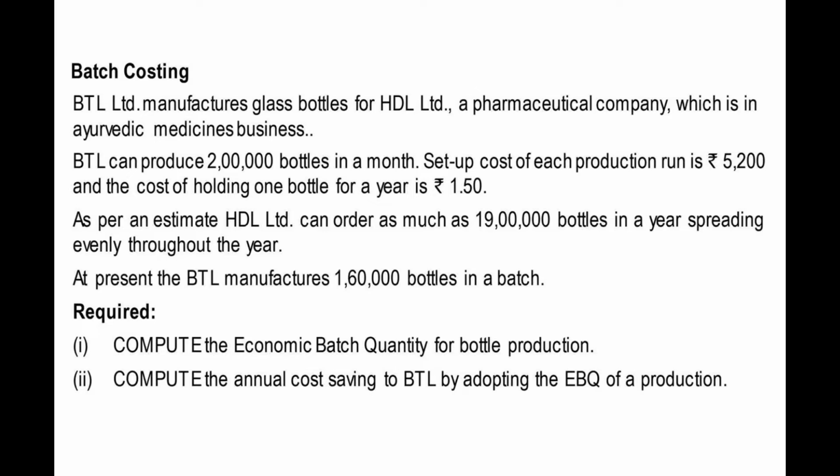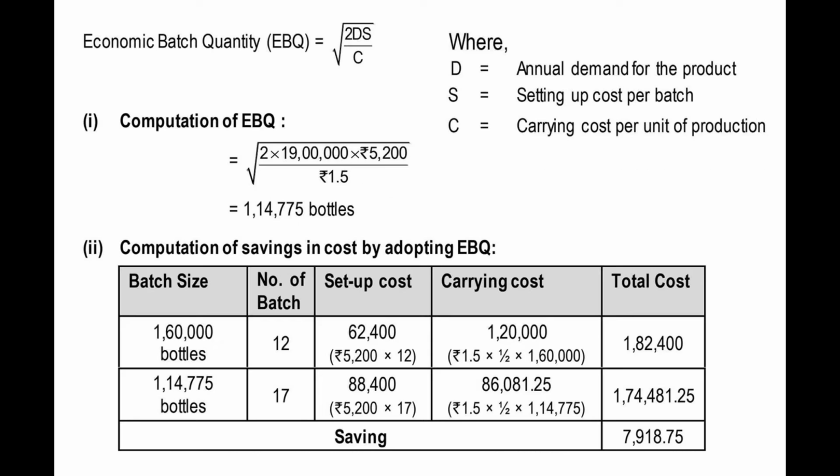Then we are going to work out the problem now. So write computation of economic batch quantity. The formula is root of 2DS divided by C. The explanation for that: D is equal to annual demand for the product. S is equal to setting up cost per batch. C is equal to carrying cost per unit of production.